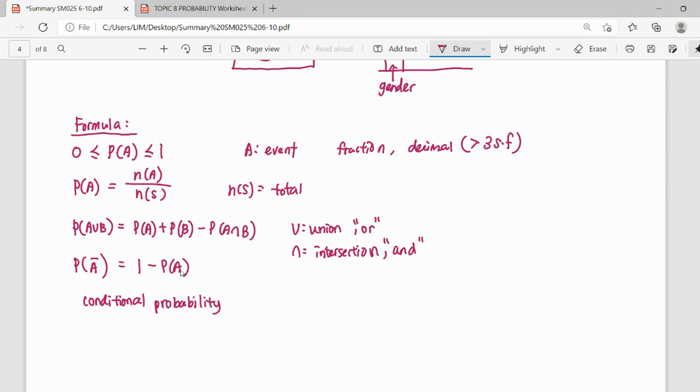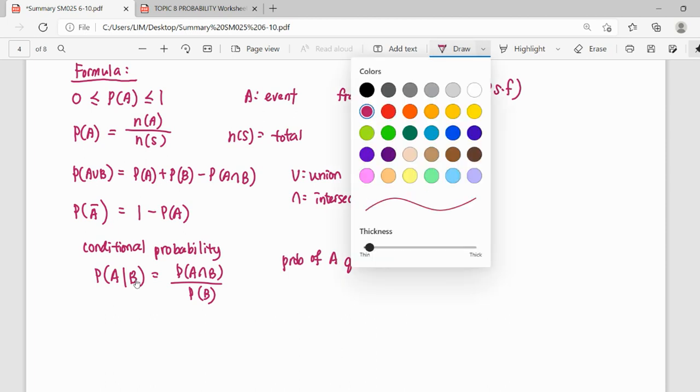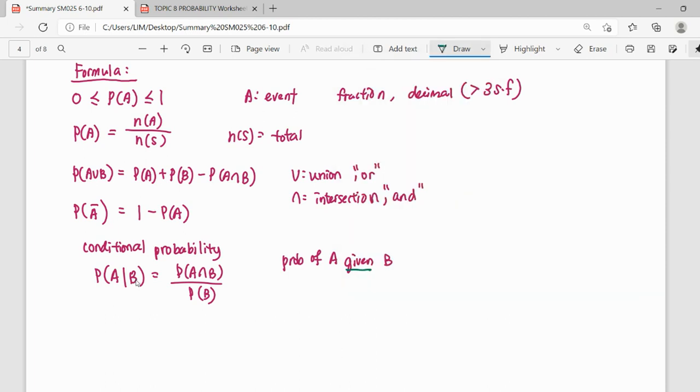When we come to conditional probability, which is the probability of A given B, its formula will be the probability of A intersect with B over the probability of B. So this is our formula for conditional probability. So how do we know this question is conditional probability? How are we going to read this? This is how we read it: probability of A given B. So this is our keyword, given. This is meant by the stroke here, A stroke B. So probability A given B.